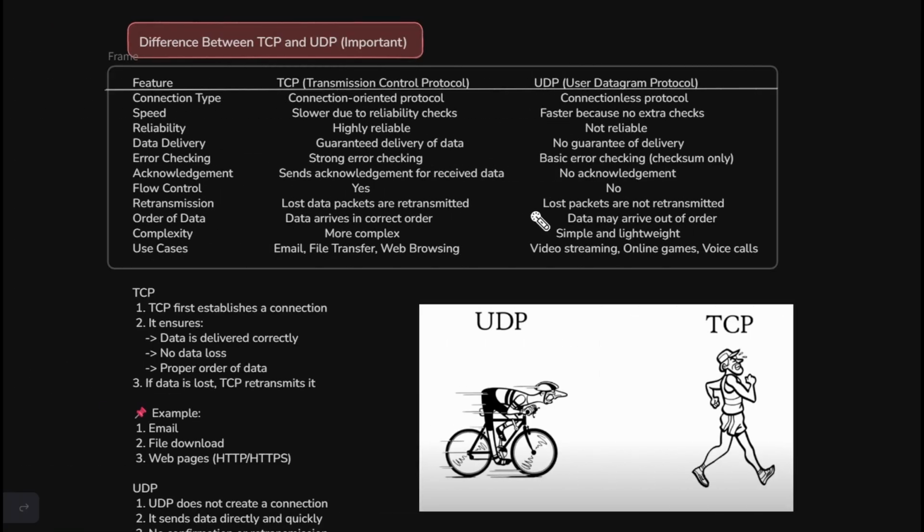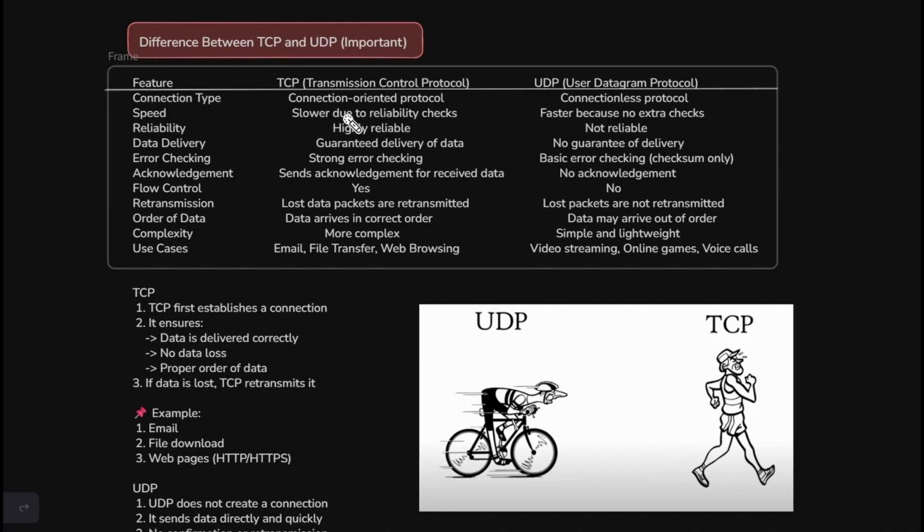In computer networks, two main protocols are TCP and UDP. We will understand the difference between TCP and UDP by comparing their features one by one. First is, what is TCP? TCP is Transmission Control Protocol and UDP is User Datagram Protocol.